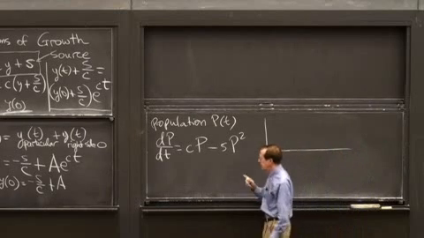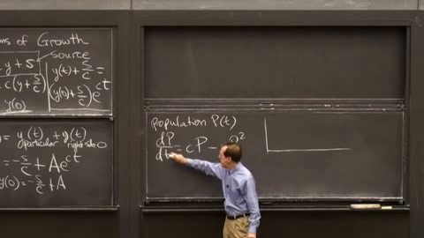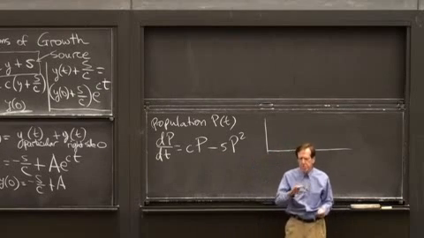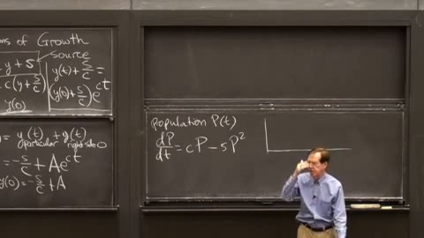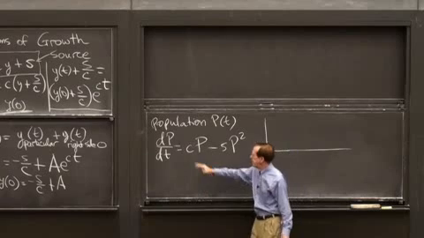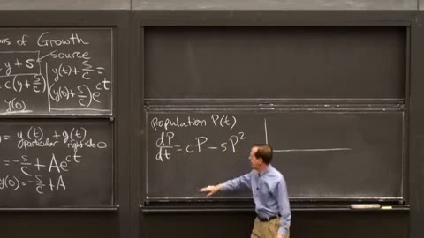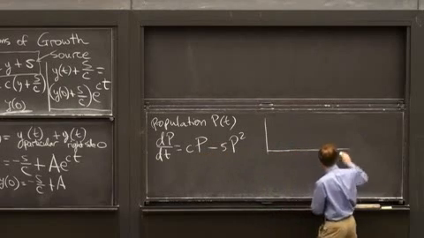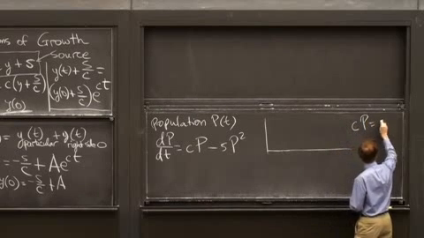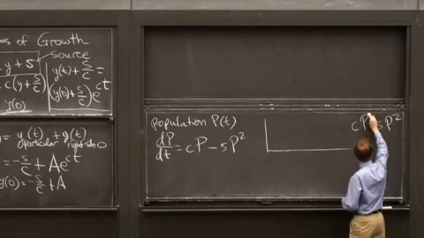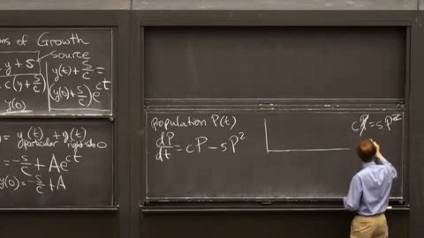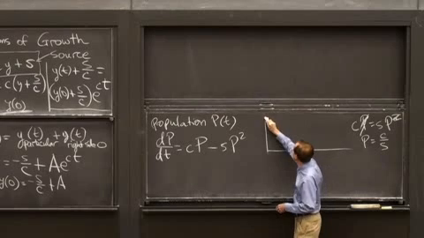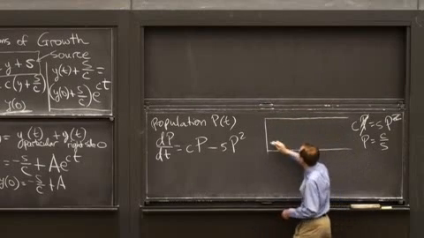There's another case, important case, when the derivative is 0. Suppose the derivative is 0. That means we're going to look for a particular very special solution that doesn't move. So if that derivative is 0, then Cp equals Sp squared. Can I do this in the corner? If Cp equals Sp squared, and if I cancel a p, I get p is equal to C over S. So there's some solution. Can I call it that? C over S.